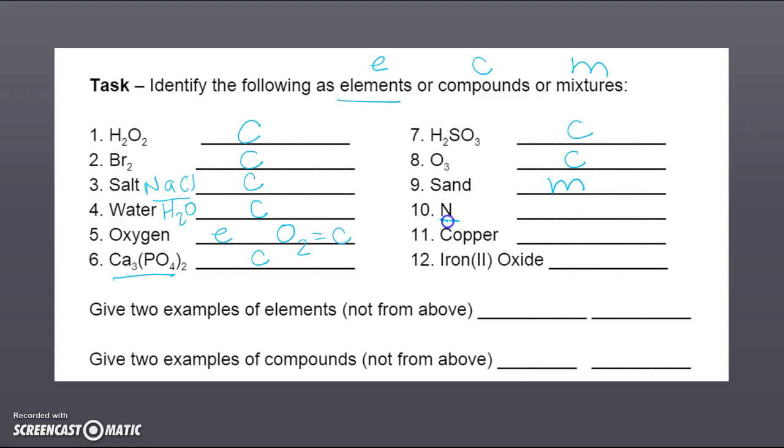Now, if we look at number 10, it's just nitrogen by itself. There's only one of them. That's an element. Copper, again, we're referring to how it is on the periodic table. We refer to the element by name. It's copper, so that's an element. And iron 2 oxide is going to be a compound. Again, there's more than one thing that makes it up, so therefore it's a compound. There are 2 examples of elements and 2 more examples of compounds on the bottom. There are many examples of both of these, so I won't go over them, but we can go over them more in class with the examples that you came up with to see if they are valid.